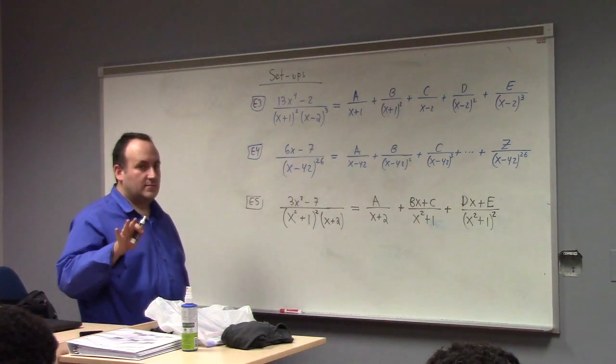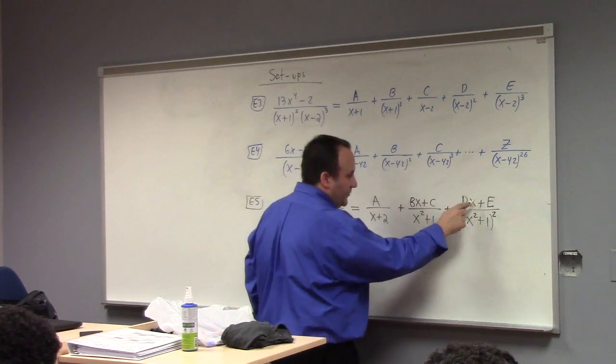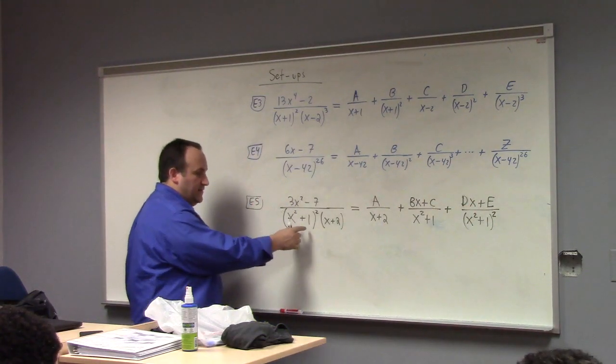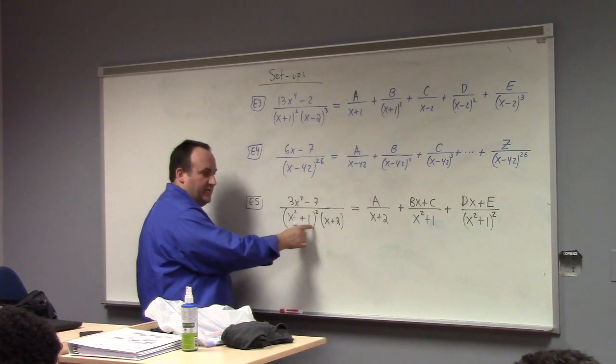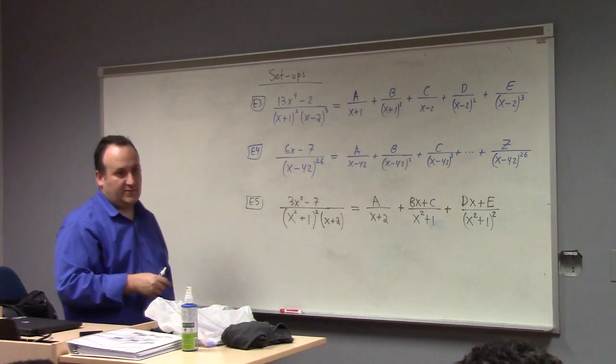As a check, 1, 2, 3, 4, 5 coefficients. What's the degree of my denominator? Squared times squared is fourth. Fourth plus 1, fifth order denominator. So we got the right number of coefficients there.